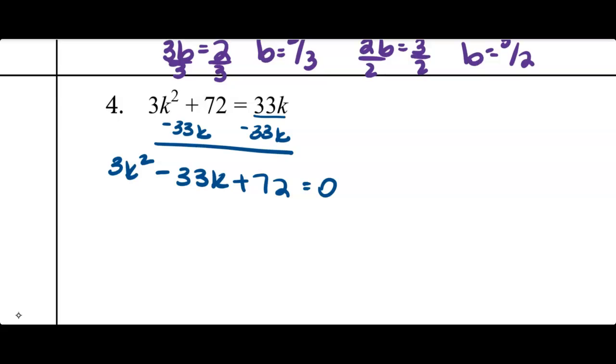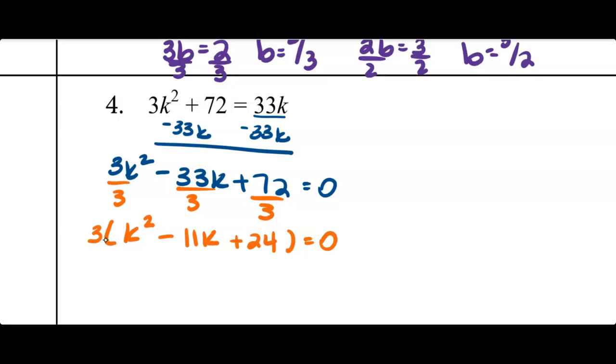The other important thing to make sure you check is that you don't have a GCF. If you notice, 3 will divide evenly into all 3 of these numbers. So we're going to divide everything by 3. So we'll write the 3 outside. So 3 divided by 3 is 1, so we get k squared minus 11k plus 24 equals 0.